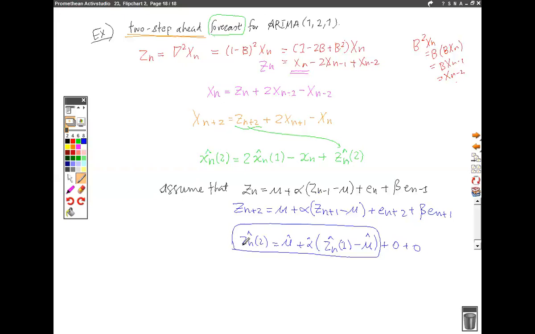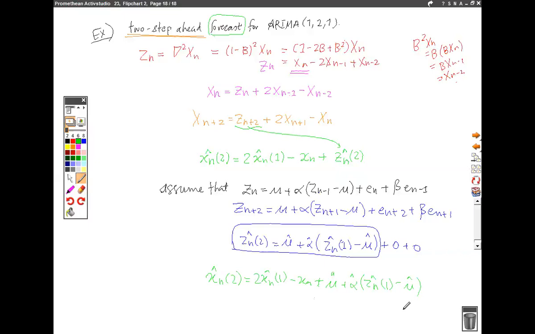And for the final answer, what you will write now is, assuming that this information was provided to you, you can write that your xn hat 2 is 2xn hat 1 minus xn plus, and instead of this Zn hat 2, you will write this expression here. So it will just be this. Is this clear to everyone? Yes.